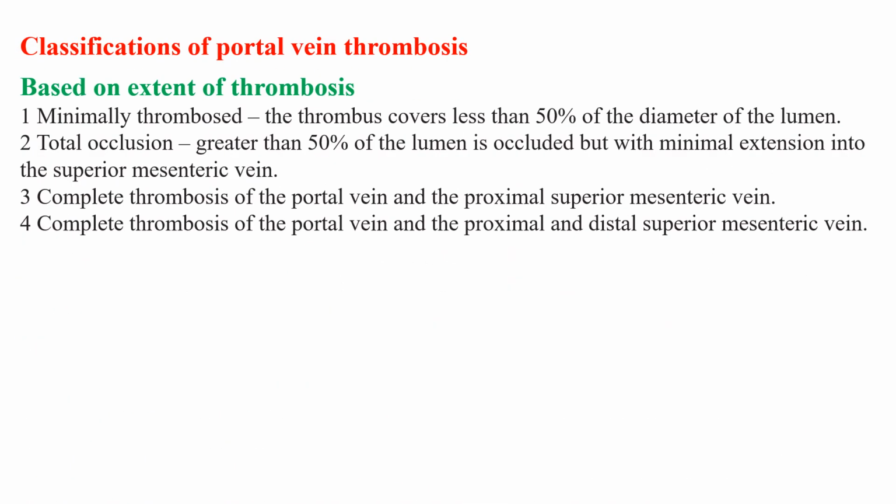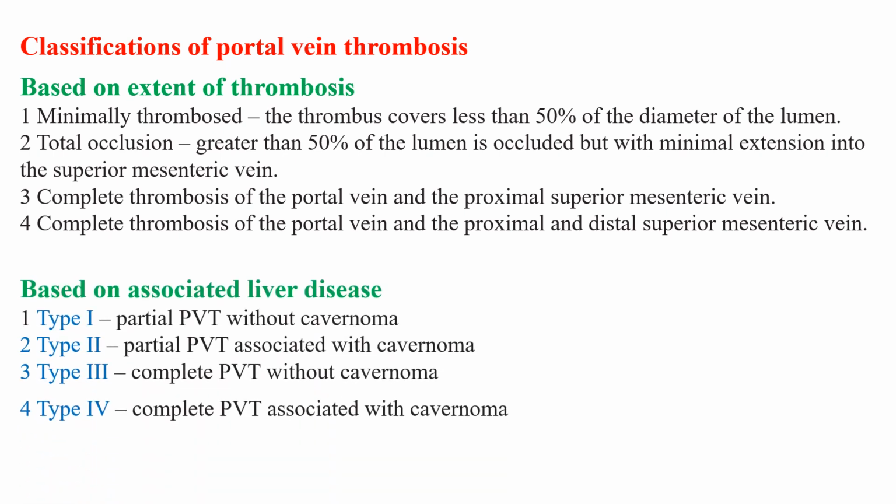When we look at the classification of portal vein thrombosis based on the extent of thrombosis, we call it minimal thrombosis if the thrombus covers less than 50% of the diameter of the lumen, and we call it total occlusion if it is greater than 50%. And complete or total occlusion is classified as complete thrombosis of the portal vein and the proximal superior mesenteric vein, and also complete thrombosis of the portal vein and the proximal and distal superior mesenteric vein.